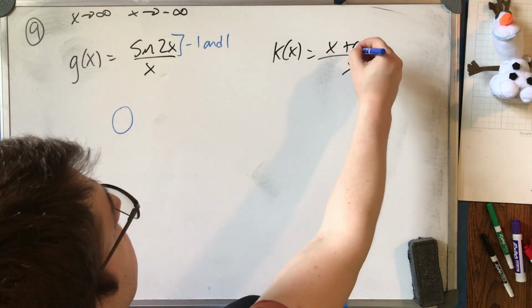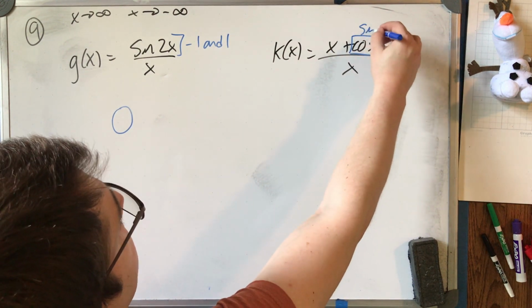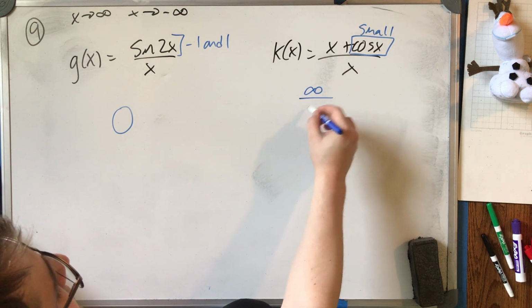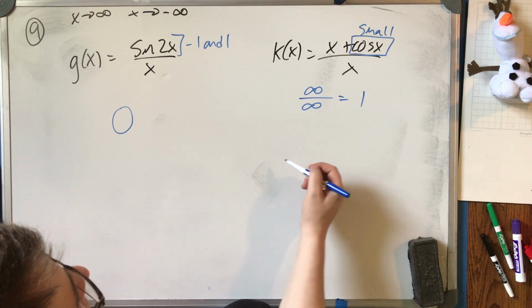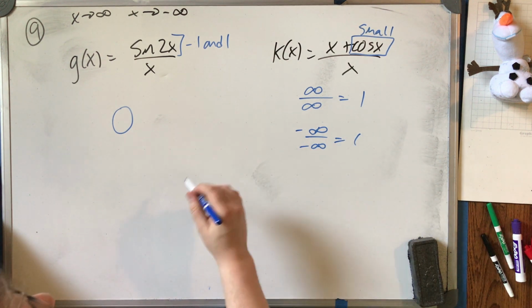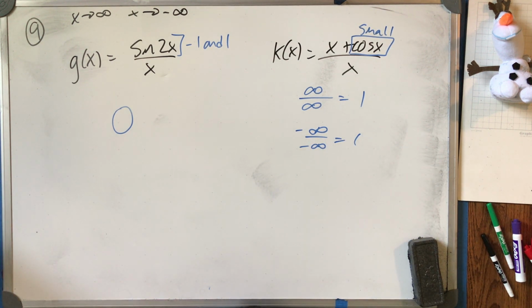When I'm over here, we can use that same exact idea. This is always a small number between negative 1 and 1. So I will have infinity over infinity equals 1 for the first one, and I'll have negative infinity over negative infinity, which still equals 1 for the next one. So in either case, this is approaching 1.